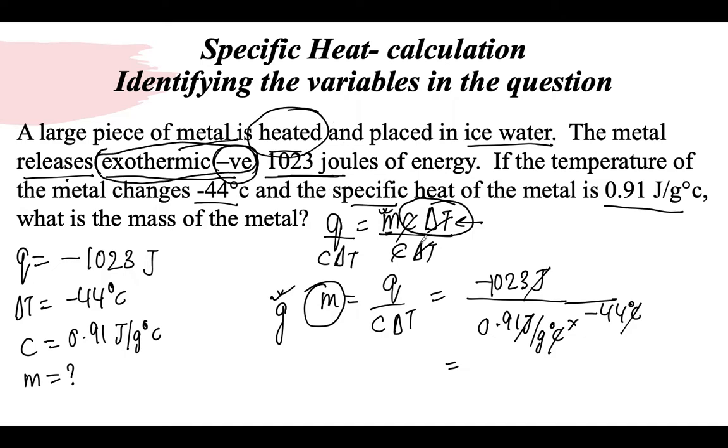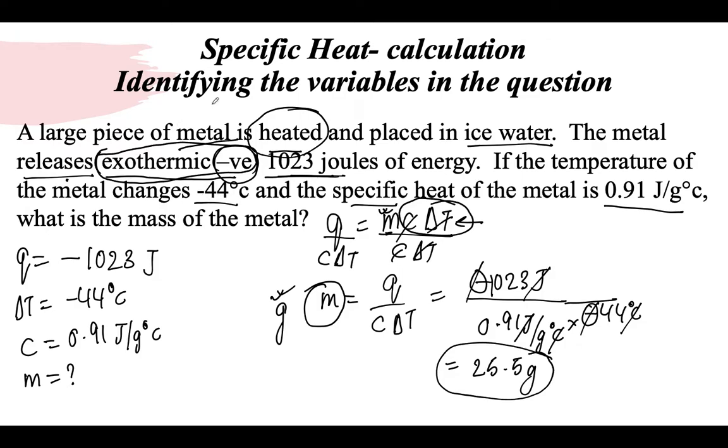Also, you guys can see the negative right here, these cancel as well. Okay, negative times negative, positive. Negative divided by negative is also positive. Okay, be careful when you plug in your numbers. So 1023, divide that by 0.91, and divide that by 0.44. Or sorry, that's not 0.44, it's 44. Okay, and you all end up with 25.5 grams. That is the mass of your metal.